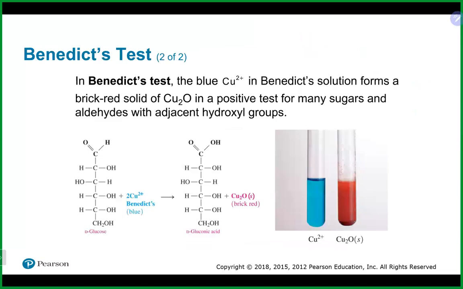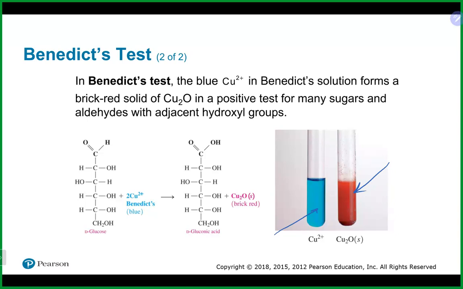Here's the coloring I was saying about. So the Benedict's test here, a negative will probably still look blue because the copper didn't get reduced. If the copper does get reduced, that looks very red. In my experience, it's more like an orangey color, and that will be a positive test. So you could use the Benedict's test, which is what you're going to use in lab.